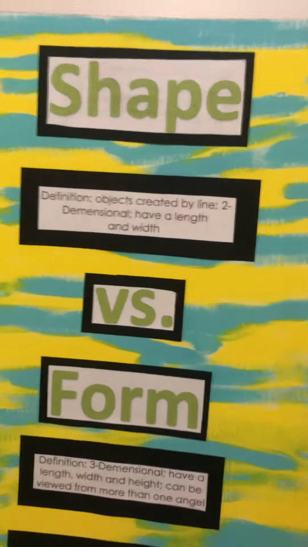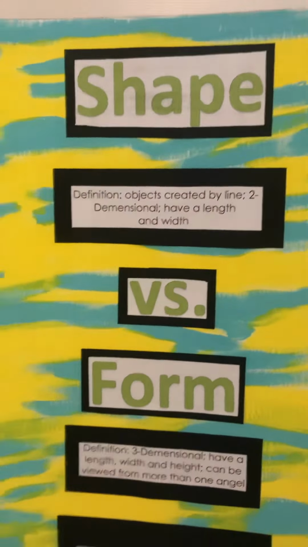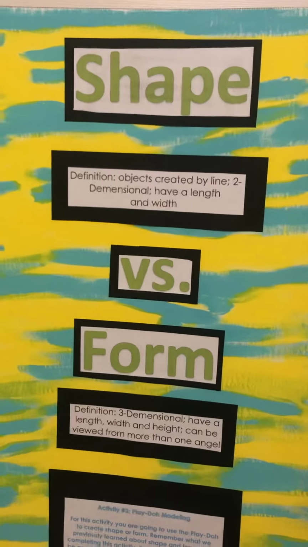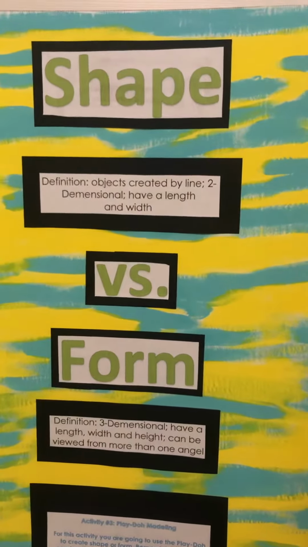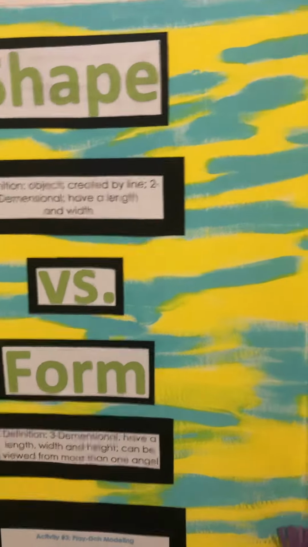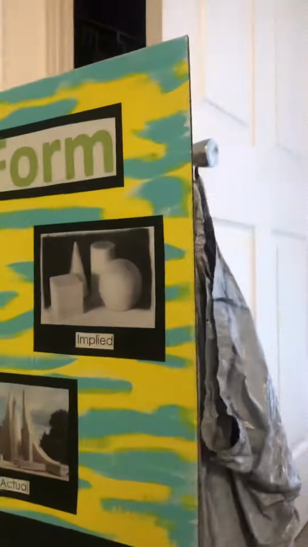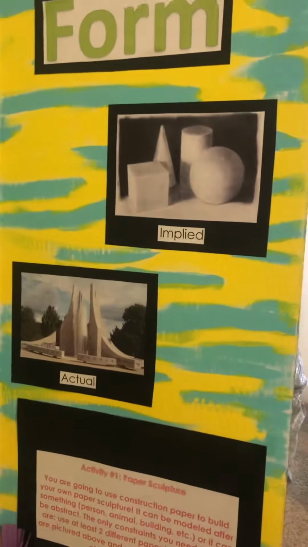Okay, so for my activity center, I chose to do shape versus form as the theme. And in the middle of my board, I put the definitions for shape and form. And then have shape represented on the left panel and form represented on the right. So I started off with form, and I have pictures of implied versus actual form.